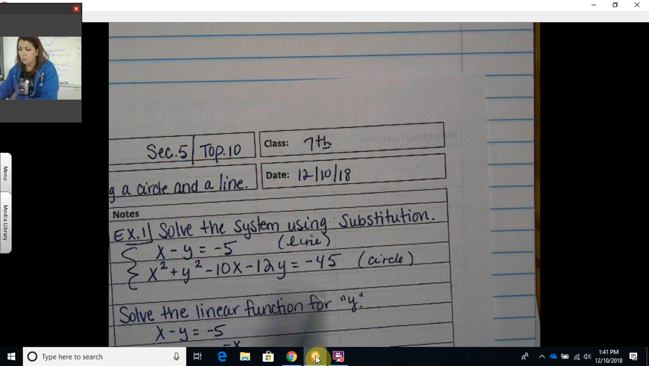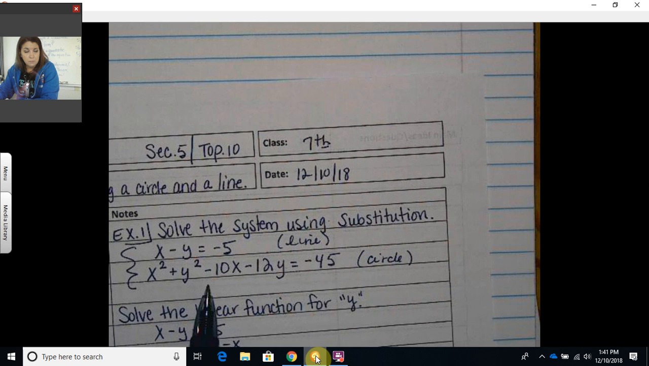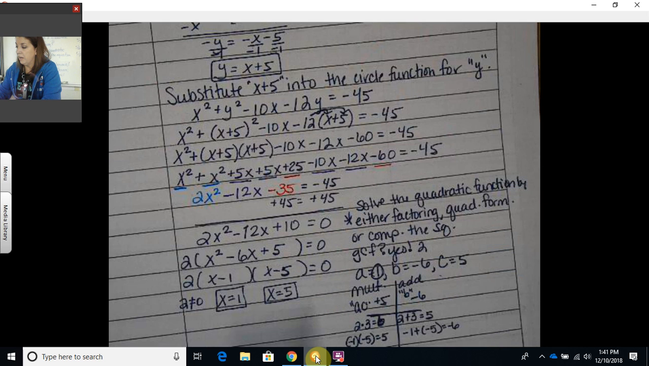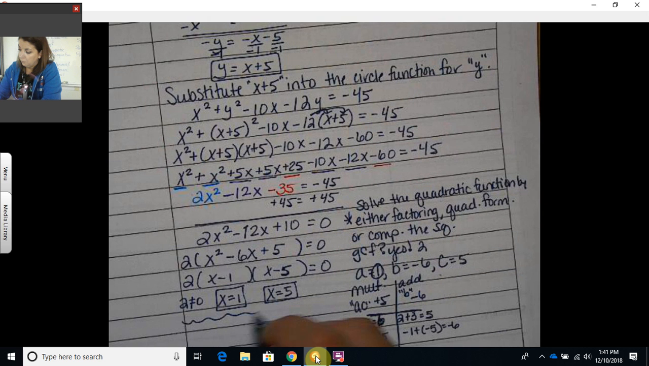Would you choose to plug it into the circle? No, I wouldn't. Could you? Yeah, we'll get the same answer. I would definitely choose the line though. That's going to be a lot less work. So I'm going to have to substitute each of these values into either original equation.